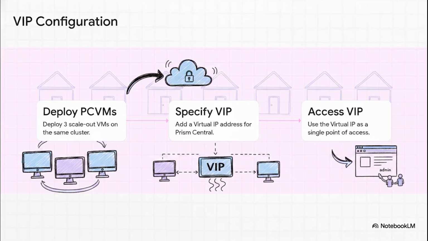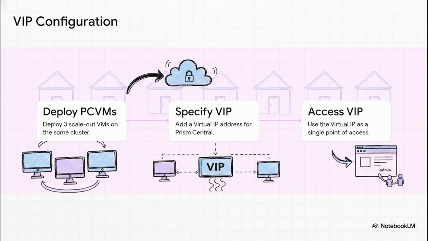Let's put this into a real-world scenario. If you deploy those 3 PCVMs, how do you actually log into the system? You definitely don't want to be tracking 3 separate IP addresses and constantly pinging them just to guess which one is the active primary node today. Instead, you configure what's called a virtual IP, or VIP. The admin experience here is just seamless. That VIP acts as your single point of access.